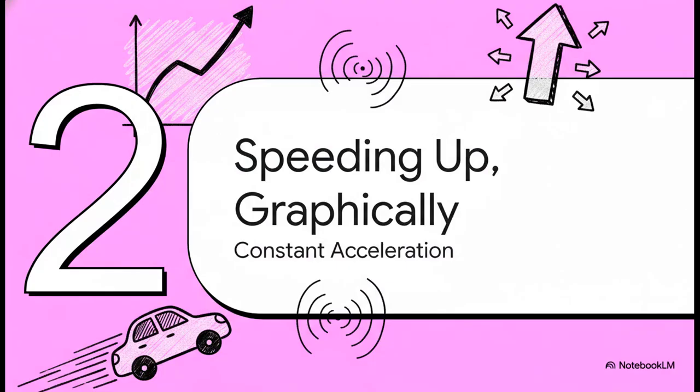Okay, that works great for a steady speed. But come on, when are things ever that steady? What happens when our object starts to speed up? Let's take a look at a trip with constant acceleration.